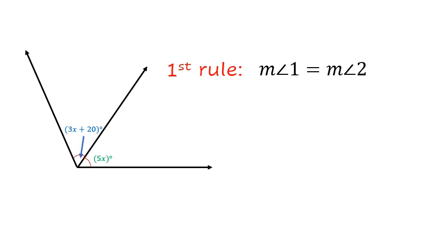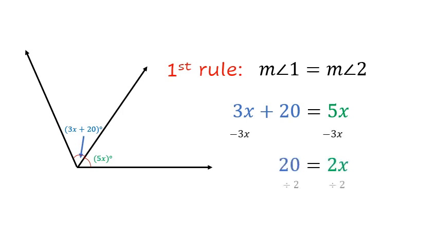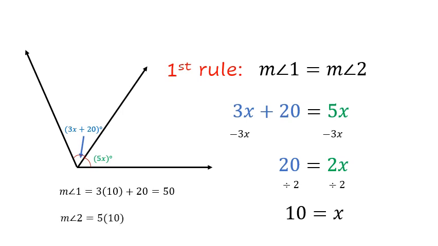So all I have to do is set each one of those algebraic expressions equal to each other. So in this case, our equation would look like 3x + 20 = 5x. So we just set them equal to each other, and then we solve like normal. And as we solve down, we realize what our x value is. And then to figure out the measure of those two angles, all we have to do is plug in the 10 to figure out, in this case, that both of those angles are equal to 50 degrees.